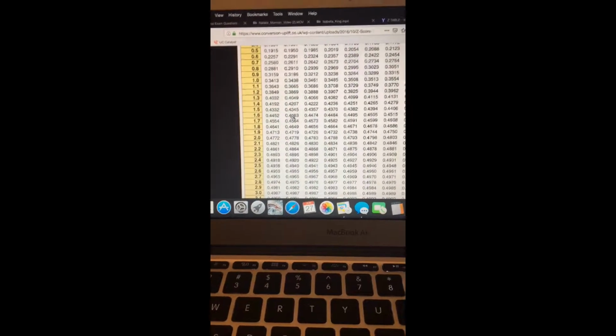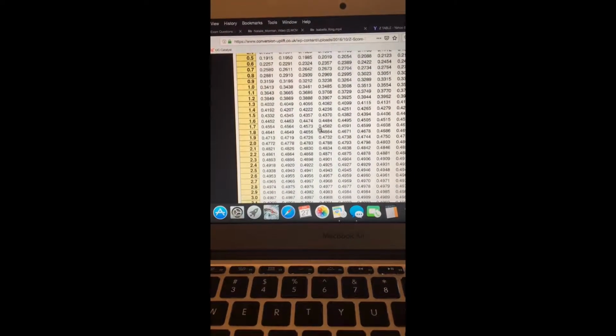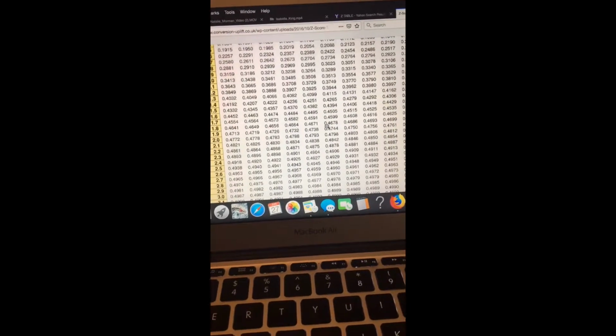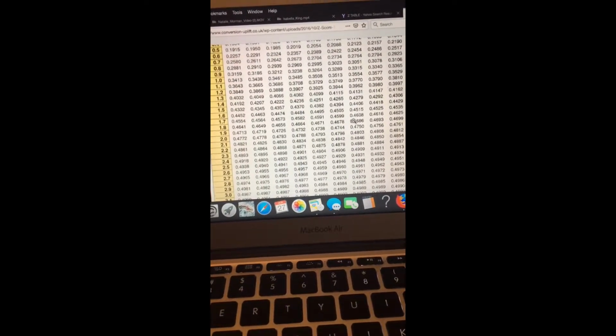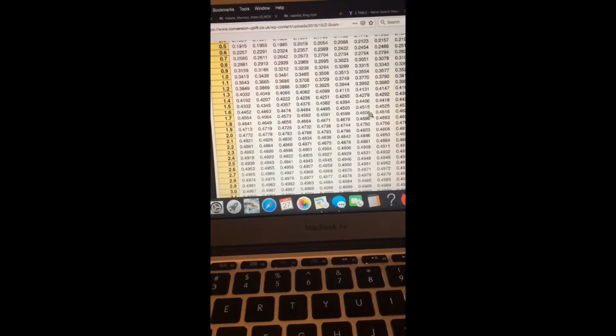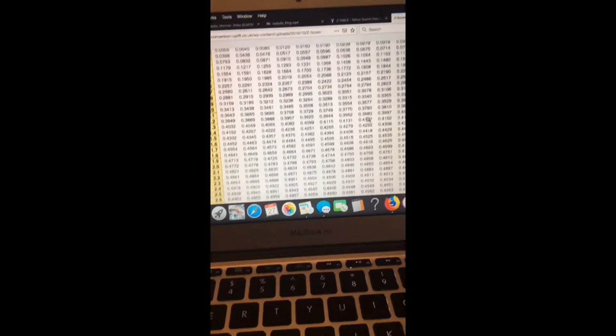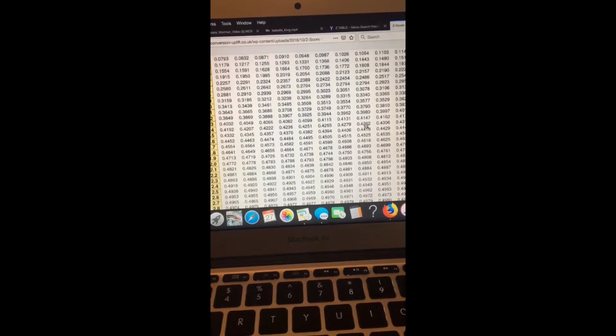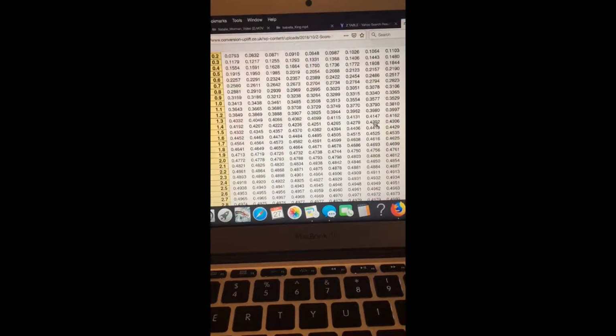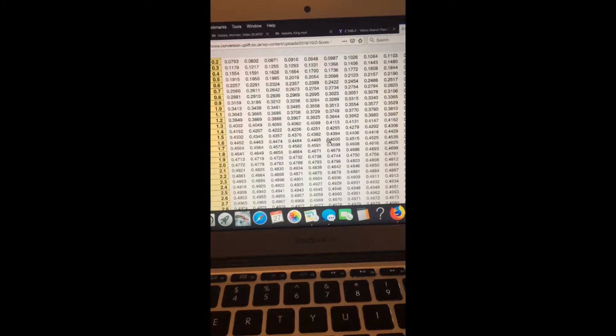So 1.6 corresponds to 1.45 up at the top: 1.45, 1.6, which is just dead center of our data. So I'm thinking 1.64 would be the correspondence with the 0.05 significance level.